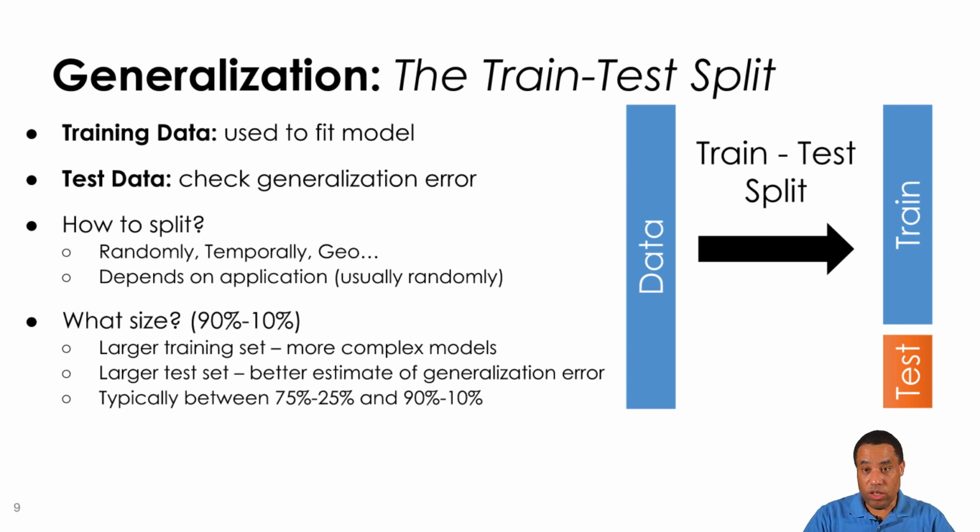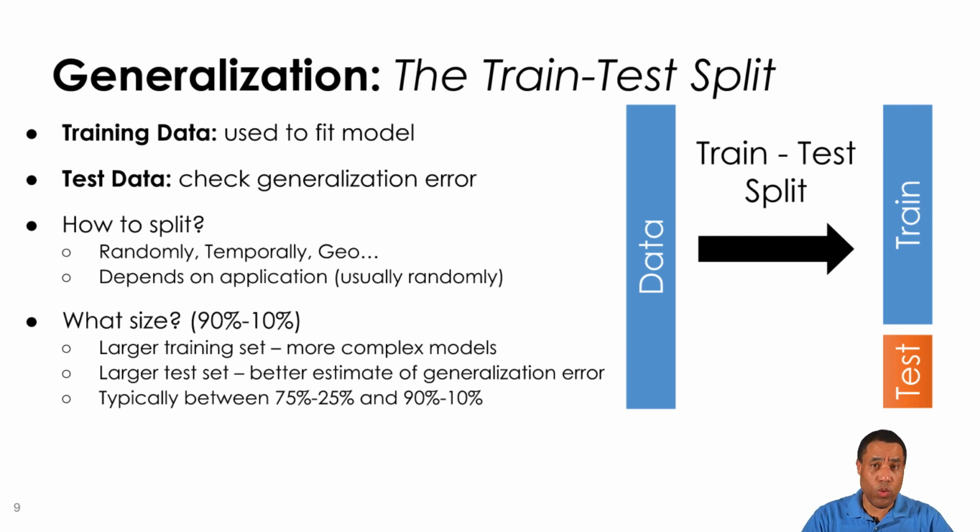So here on the right, we take our data and we split it into a training portion of our data set and a testing portion of our data set. So two questions that should immediately come to mind. How do we split the data? And what are the relative sizes of our training data and our test data? So let's start with the first one. So how do we split it?